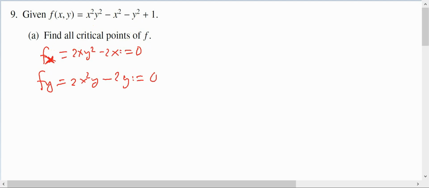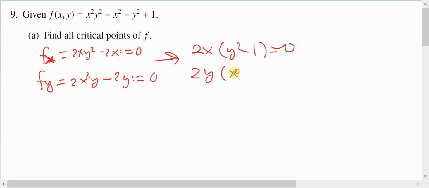And the equations that I have to solve then are going to be this one. So what I'll do is I'll just go ahead and factor. A 2x will factor out and leave me with a y squared minus 1. And the second one, I'll factor out the 2y, and I'm left with an x squared minus 1. And so I've got several different combinations that can cause both of these to be 0.